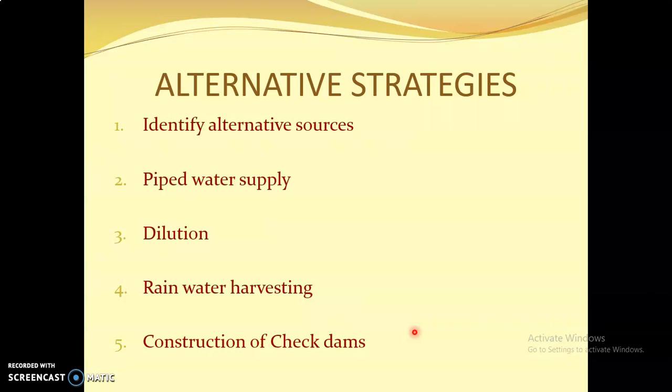So what are the alternative strategies to defluoridation in case defluoridation is not permissible or not available? Identify alternate sources. Go for a piped water supply. If the water at that particular place has excess fluoride, or if the particular well has excess fluoride, go for piped water supply. Or you can dilute the water with non-fluoridated water. Or you can think of rainwater harvesting. Rainwater harvesting can enrich the groundwater, diluting the existing fluoride. Or you can construct check dams. These are another method to enrich the groundwater and reduce the fluoride concentration.